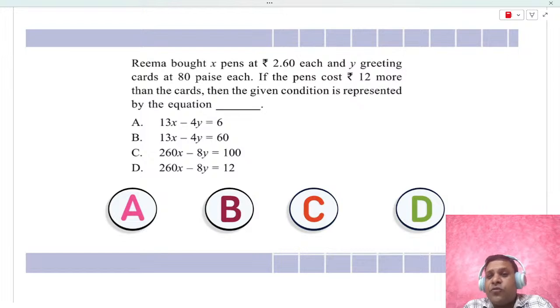कौन सी इक्वेशन है जो इस कंडीशन को रिप्रेजेंट करती है? What is the condition? Reema bought X pens and Y greeting cards. The cost of a pen is 2.6 rupees and the cost of a greeting card is 80 paisa each. The difference between the total cost of pens and cards is 12 rupees.